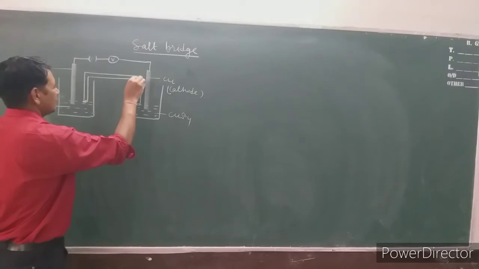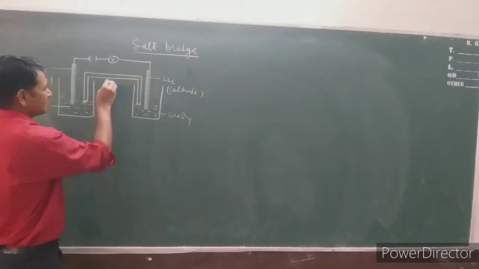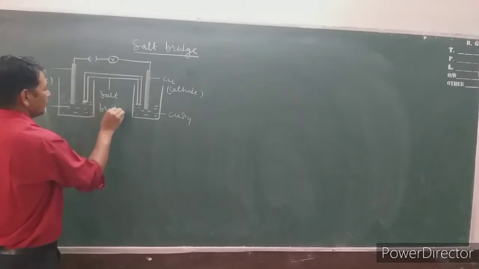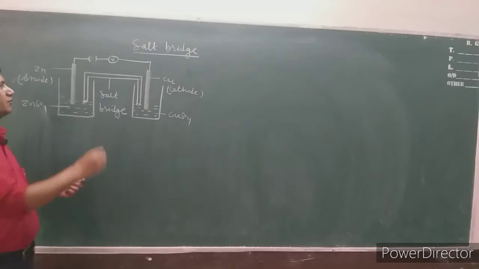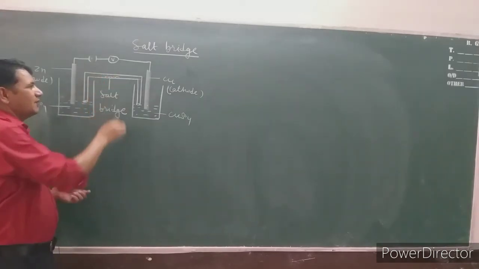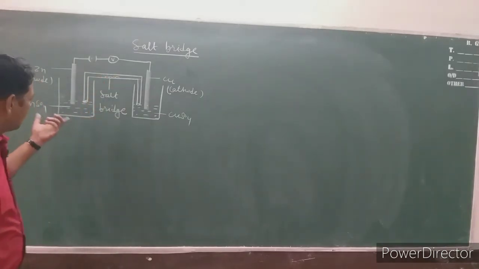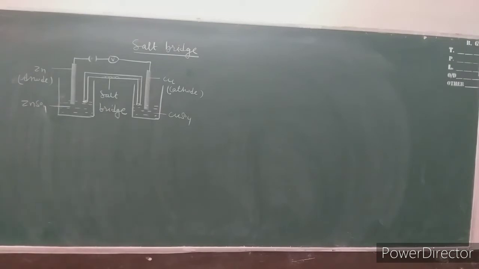So this is our today's topic of this class. What is salt bridge? How is it constructed? What are the applications? This thing we have to study. So the first introductory part is that the salt bridge is an inverted U-shaped glass tube which connects the two half cells of an electrochemical cell.